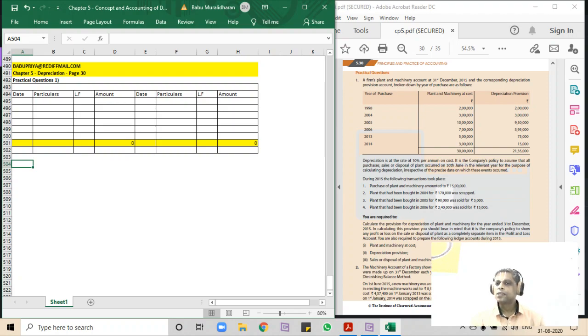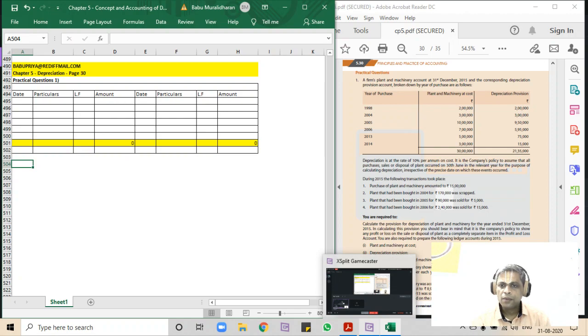Students, this is a very important question. It might come as a big question in the exam as well, so we have to focus more on this, right? So let's first calculate the total depreciation for 2015. Let's put the provision for depreciation calculation first, and also plant and machinery at cost. Okay.